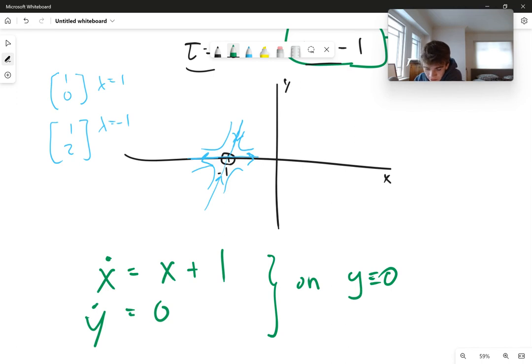Along the x-axis, the x derivative is x plus 1, and so we're going to be moving in the positive direction when x is greater than negative 1. And when x is less than negative 1, we're going to be moving in the negative direction. There's going to be no movement in the y.